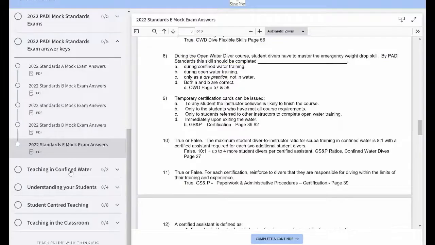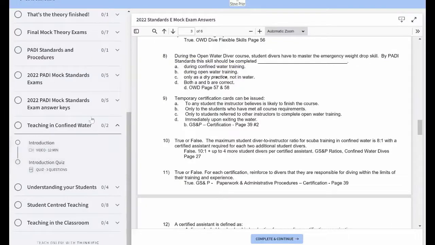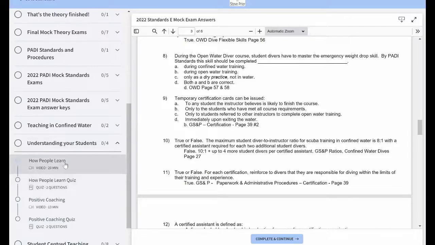When we go to confined water, this is brilliant stuff. Teaching in confined water, understanding your students. This really is good: finding out how your students learn, the psychology behind the students. Or actually, I prefer to word it a different way: the psychology not of the way that you teach it, but of the way that they learn it.